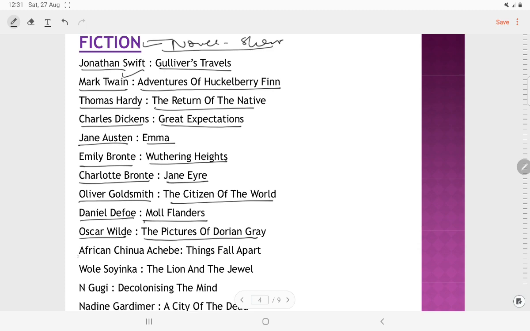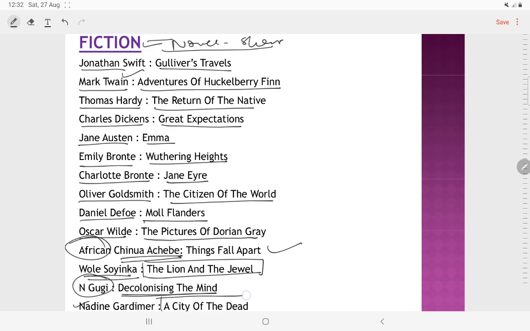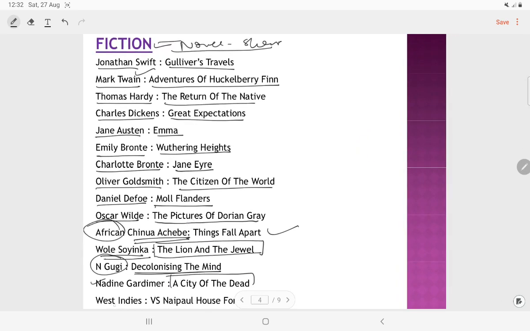And later, African literature also we can find here. Chinua Achebe, his novel Things Fall Apart. And Wole Soyinka, his drama The Lion and the Jewel. An essayist from the same place, Decolonising the Mind. And Nadine Gordimer, City of the Dead. And the very famous West Indian novelist of Indian origin, V.S. Naipaul's A House for Mr. Biswas. These are the important novelists and their famous novels.